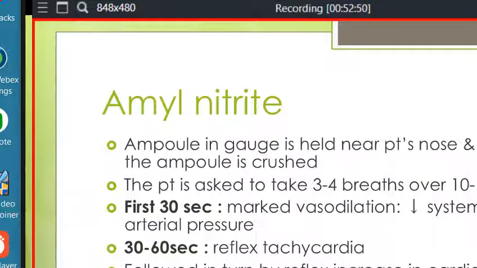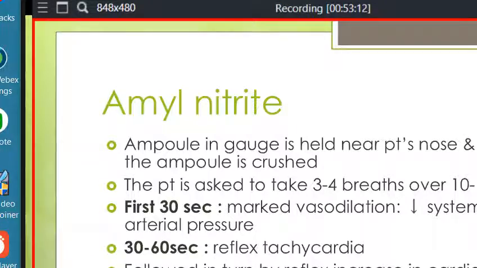I don't think amyl nitrite is available in India, but this has been described in textbooks. Amyl nitrite is a predominant arterial vasodilator. How is it done? It's available in an ampule form. This is held near the patient's nose, and the ampule is crushed. The patient is asked to take 3 to 4 breaths over 10 to 15 seconds.